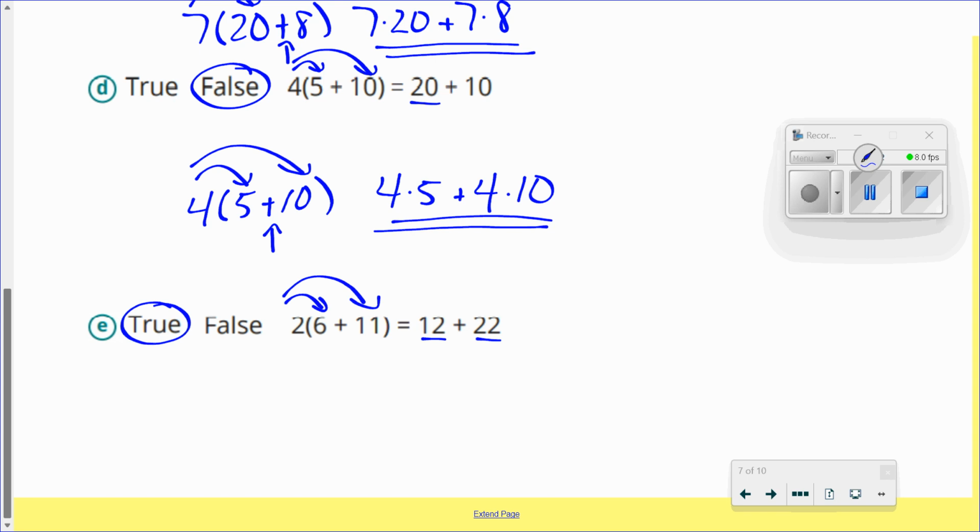Any questions on that page? Right, they didn't write it correctly. They went straight to solving it. So then technically it is false.